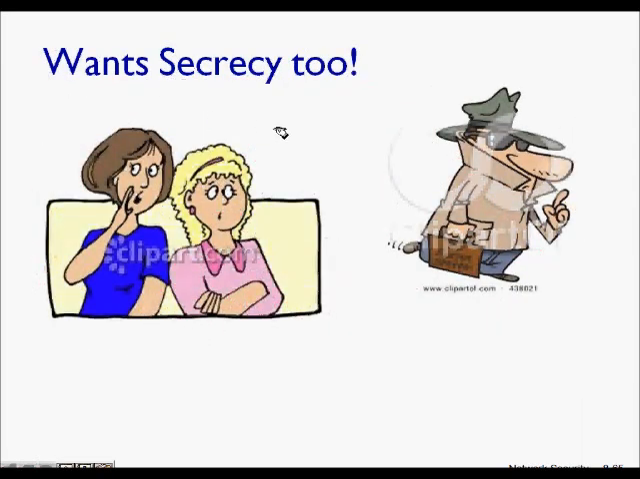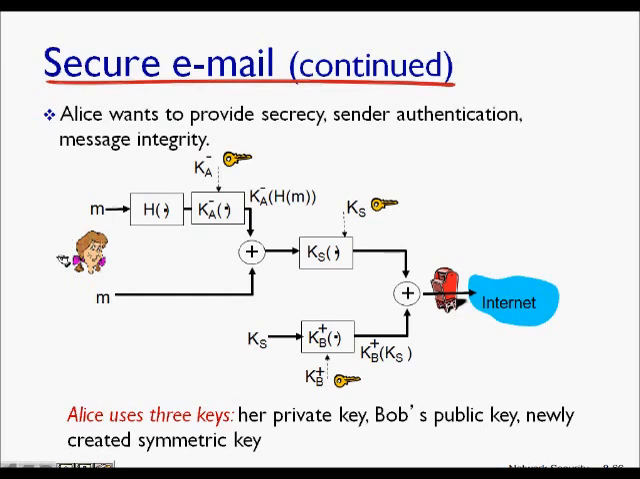The last one. Now Bob thinks that he's becoming obsessive about Alice. He wants secrecy too, so that none of his friends should read that message. So Alice now goes and reads Kurose's book again, and in the next few pages she finds a more difficult algorithm. So now she needs to provide secrecy, sender authentication, and message integrity, all of these.